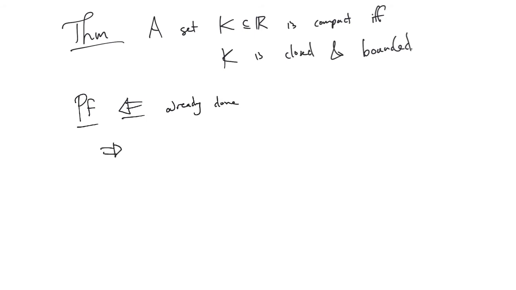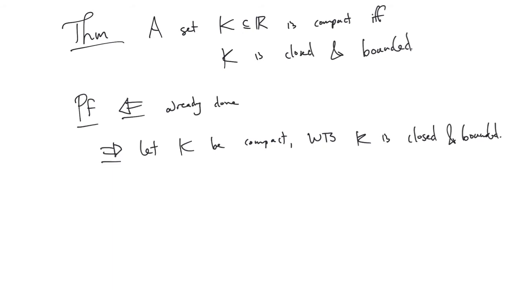So you assume that the set is compact. We need to show that it is closed and also bounded. So let's try that. I'm going to say let K be compact, and I want to show that K is closed and bounded. And these are two different things, so we're just going to do them separately. Let's do bounded first. I think bounded is what I'm going to do first.